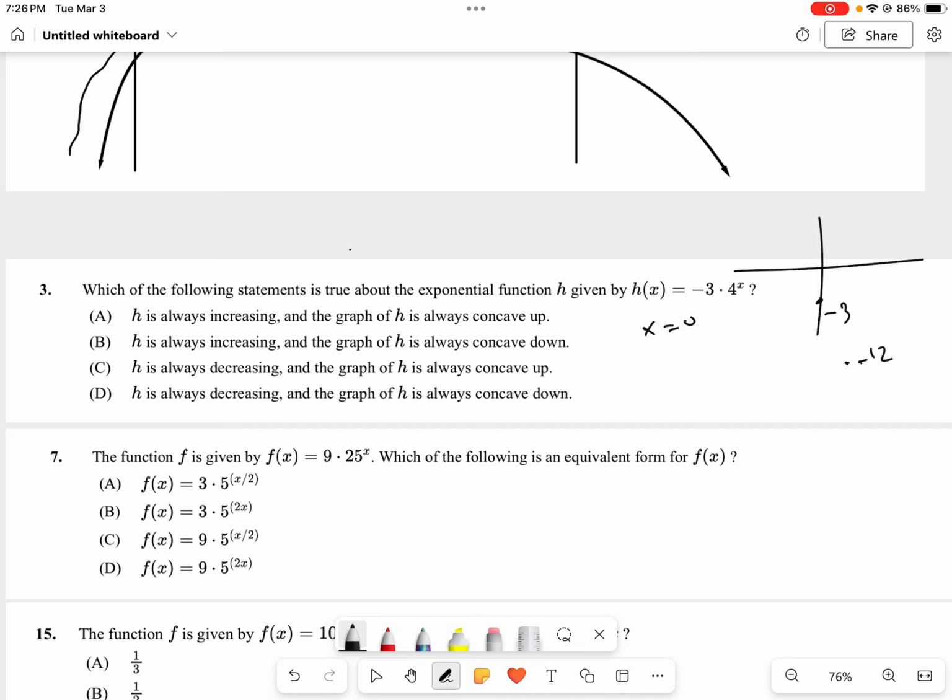X is 2, it's going to be like -48, which is a big jump. It's going to be -48 right here. The graph looks like this. Now let's see what it says.